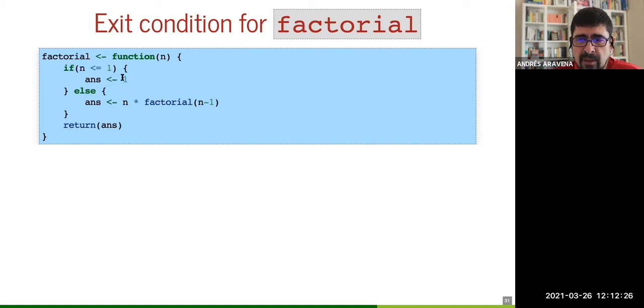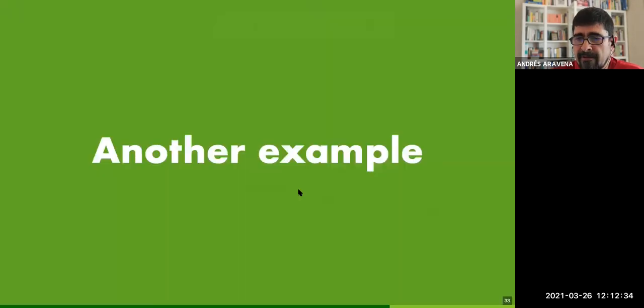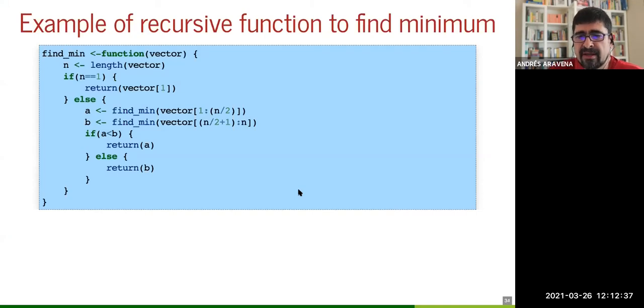And here we are assigning. We are making things. We are ordering things. We're creating. Okay, to find a minimum, I have this example. It's a little tricky, so let's see if we can follow together. You take a vector. It's a function that takes a vector, okay?